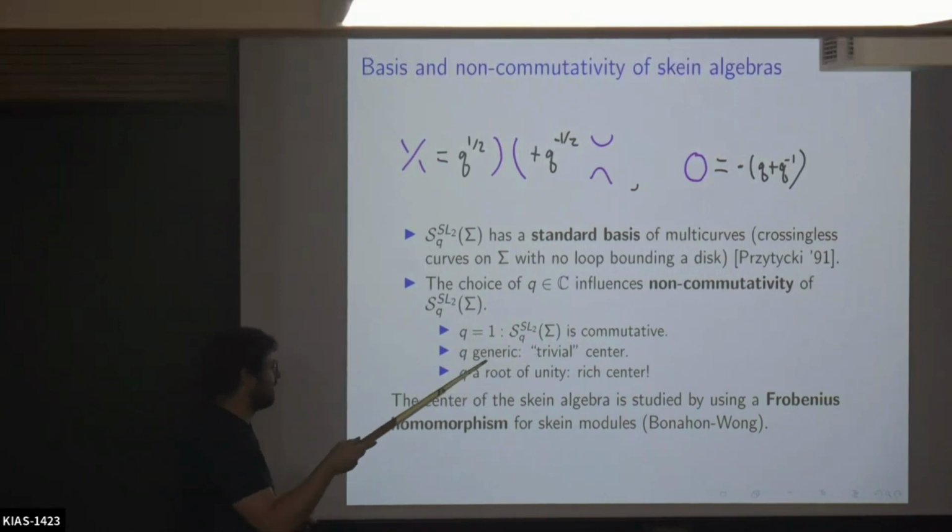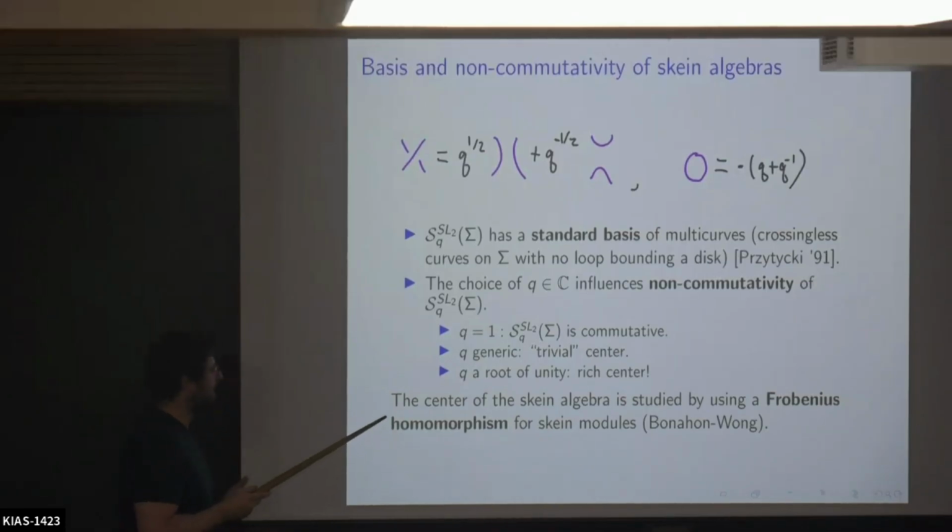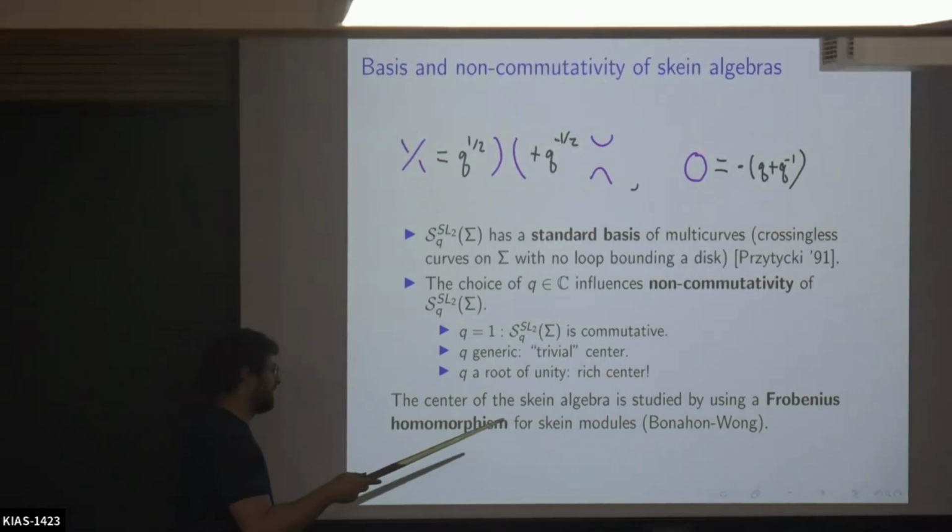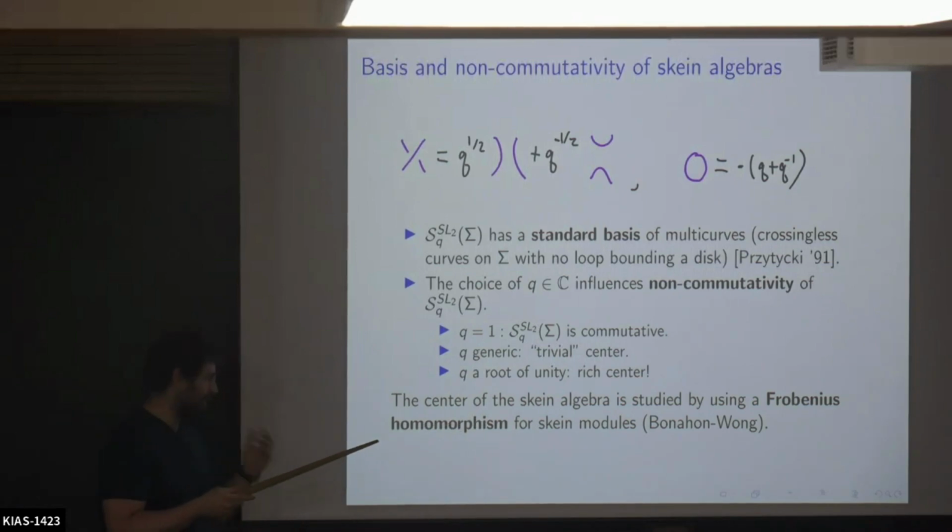But when Q is a root of unity, there will be surprising elements in the center that you wouldn't have just guessed would be there. And that's related to the main point of today's talk, which is Skein identities involved with what happens when Q is at a root of unity. In the literature, the center of the Skein algebra is studied using the Frobenius homomorphism for Skein modules. One goal of today's talk will be to give a new way to see that a Frobenius homomorphism is well defined. So how do we construct it, and how do we show that it's well defined?